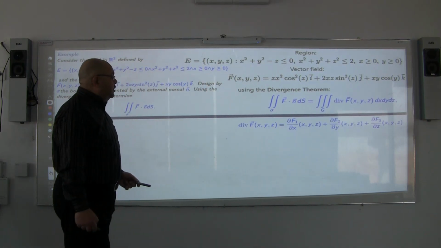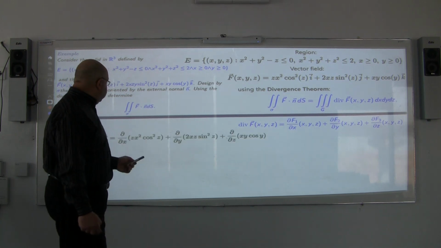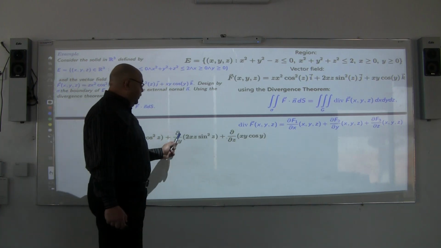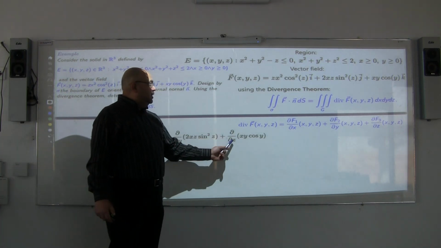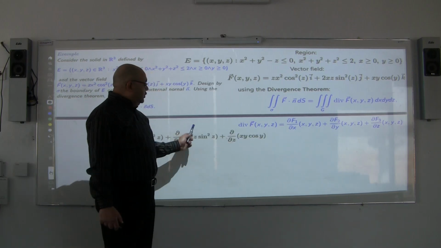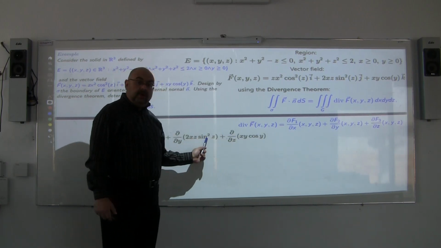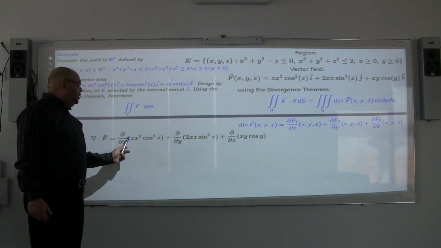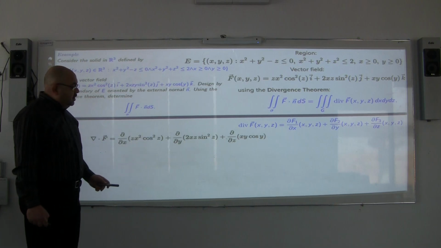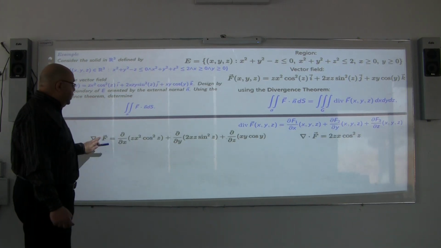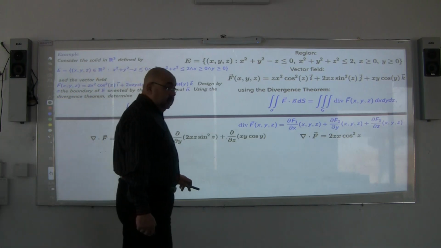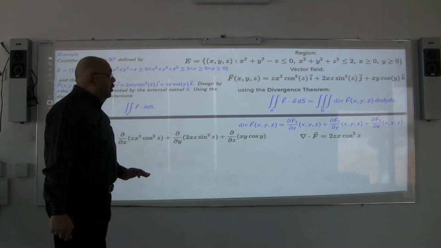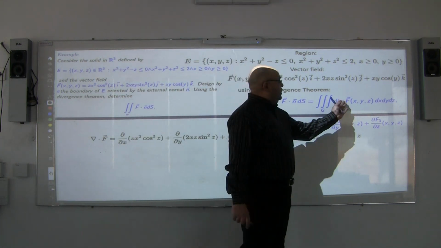Okay, let's do it step by step. That's the definition of divergence. So I'm differentiating with respect to x the first component, with respect to y the second component, with respect to z the third component. So these two components are going to be zeros, and we will have only the first component, which is going to be 2zx cosine squared z. That's the gradient vector times the vector field, which is 2zx cosine squared z. So that's the divergence part.